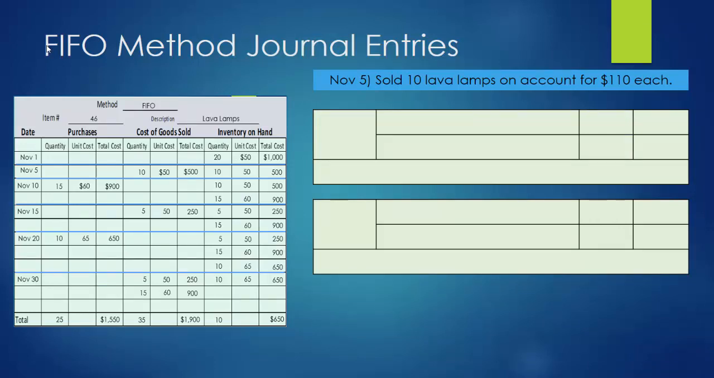Making this table will help you record your entries. So on November 5th, what happened here? Well, we got our first entry, which is going to record the revenues from the sale. We're selling 10 lava lamps on account for $110 each, which means since it's on account, we're going to debit accounts receivable for the total amount of money that our customer is going to owe us. Since we're selling 10 lava lamps at $110 a piece, they're going to owe us $1,100. We're going to record that as the amount of sales revenue that we had on the transaction. We have no discounts right here, we don't need to worry about it. What happened here is we sold inventory on account.